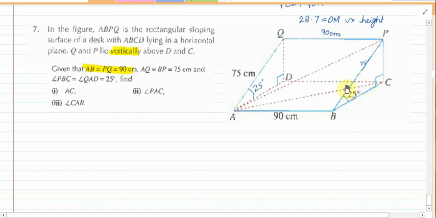Another method: PB is 75, this angle is 25, so you can find the length of PC. By using PC and PA, you can find the value of AC. So there are basically 3 options that you can apply. All methods are correct. For the first part, AC, at first I am going to find the length of AD.